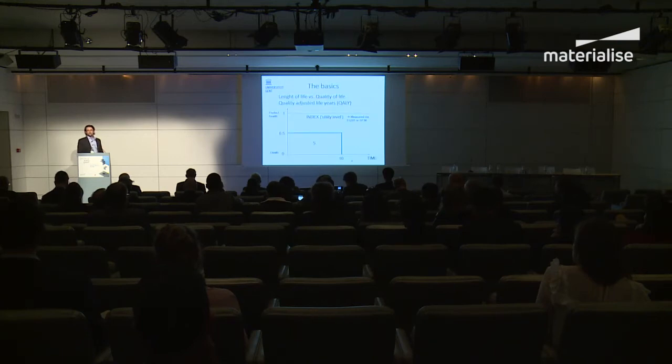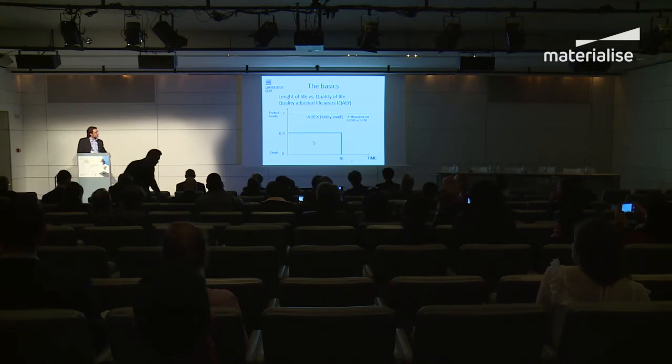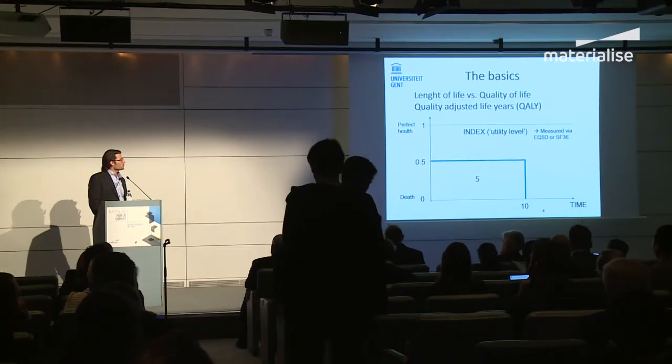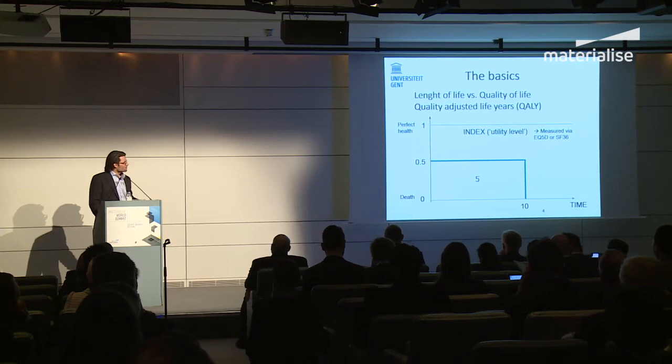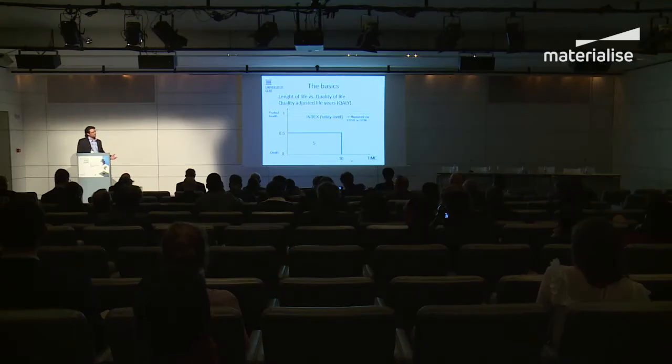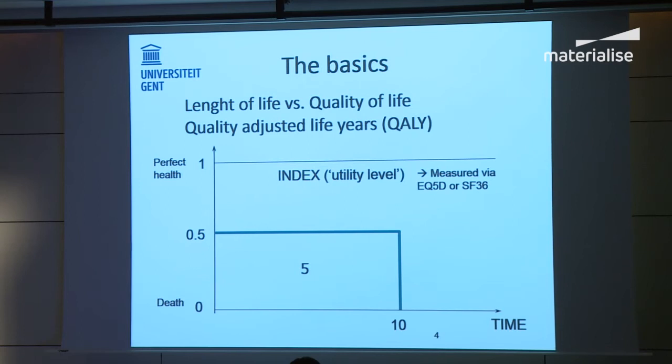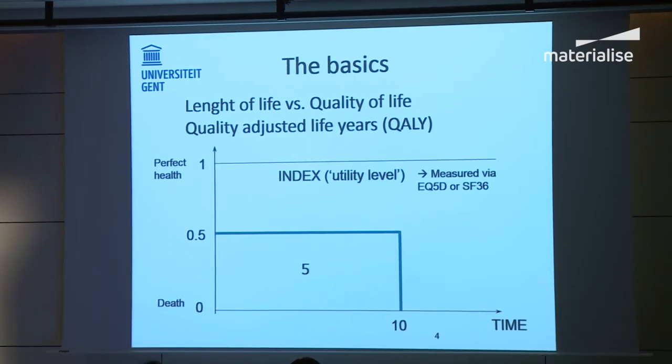So I'm going to start with a little bit of basics on how health economics works. We should explain that there is more to value in medicine than only the length of life. We should actually also incorporate the other dimension, which is the quality of life. In health economics, we use quality-adjusted life years, or QALYs, to do that. Let me explain that really easily.